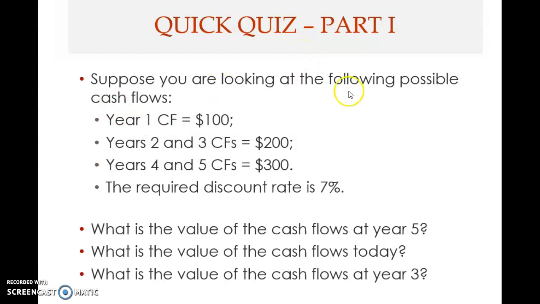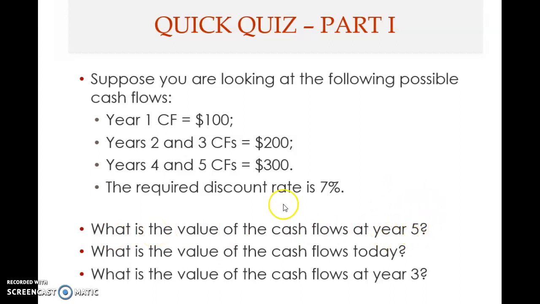Suppose you are looking at the following possible cash flows. Year 1, 100. Year 2 and 3, 200. Year 4 and 5, 300. That means year 1, 100. Year 2 you have 200. Year 3 also you have 200. Year 4 you have 300. Year 5 you have 300. The required discount rate is 7%. So the question is, what is the value of the cash flows at year 5?